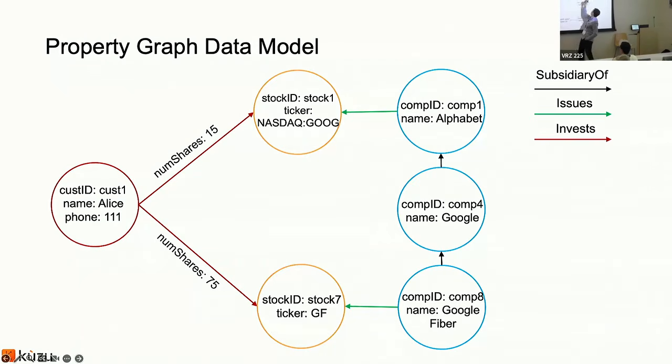Here is the invests relationship, and there's a key value property. So Alice invests 75 stocks in this stock GF. And then the blue nodes are your companies, and the blacks are subsidiary relationships. So that would be your logical view of your records.